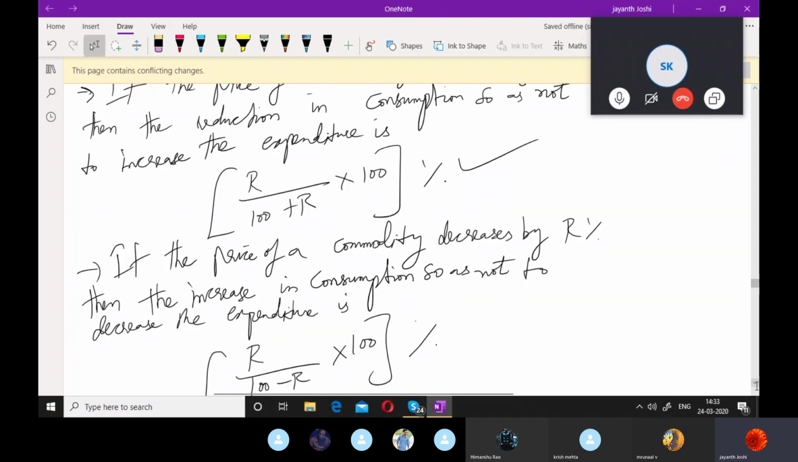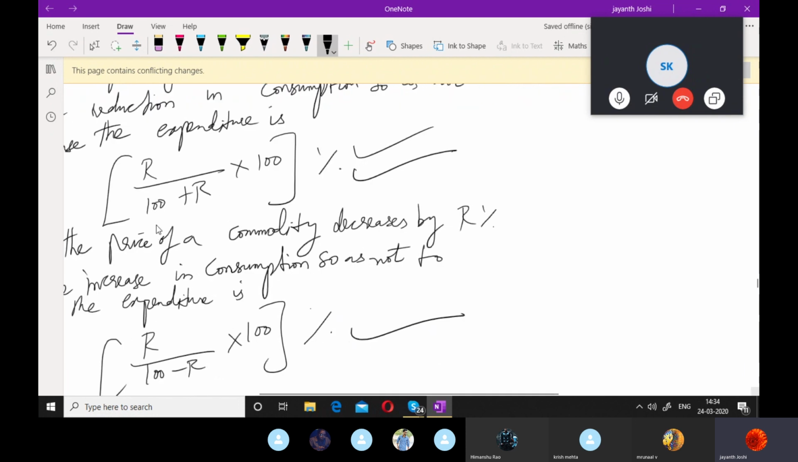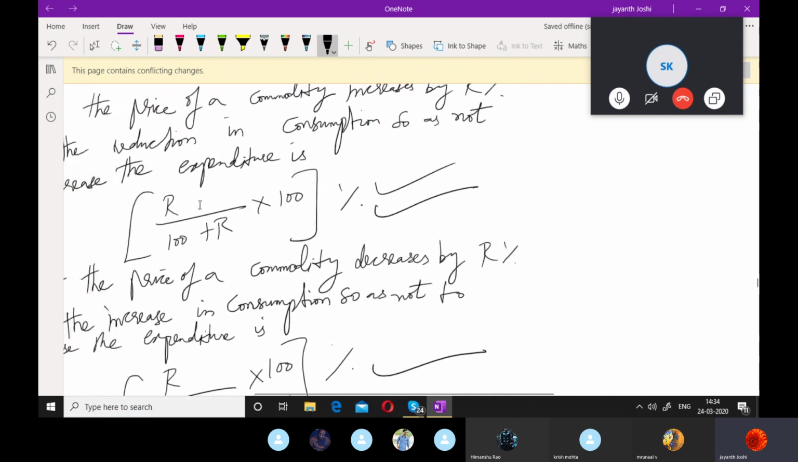So when price increases, consumption decreases. When price decreases, consumption increases. When price increases, consumption decreases by so and so percentage. When price decreases, consumption increases by so and so percentage. The only difference is here 100 plus R, there 100 minus R.